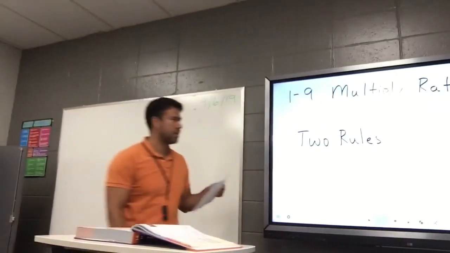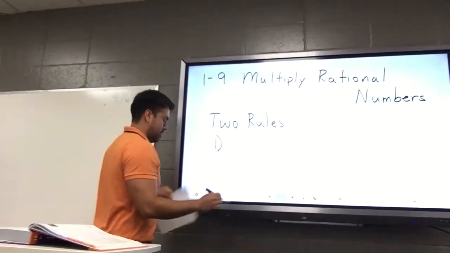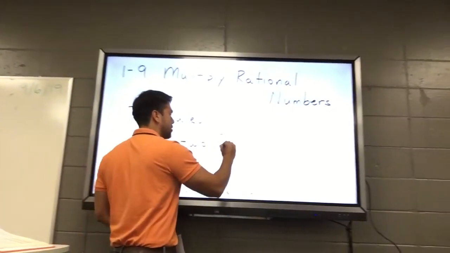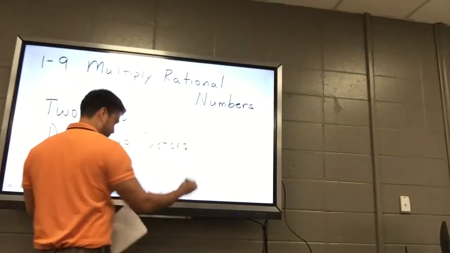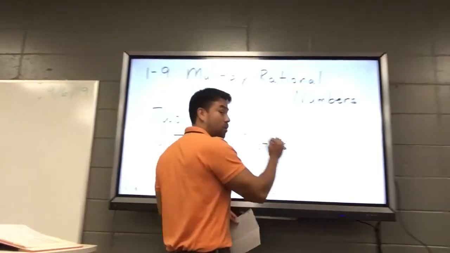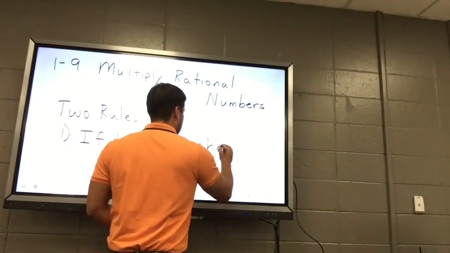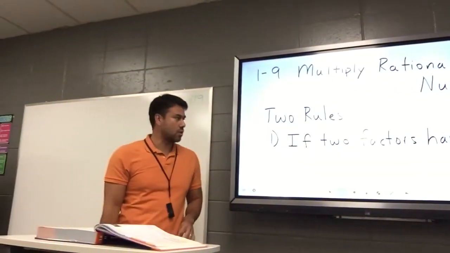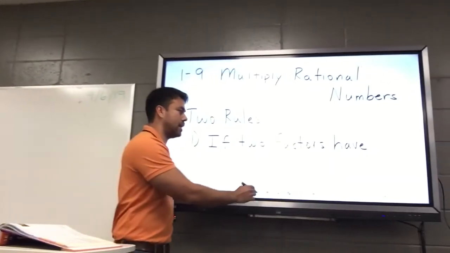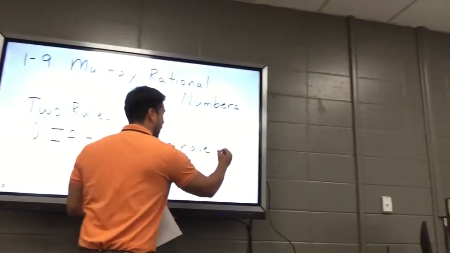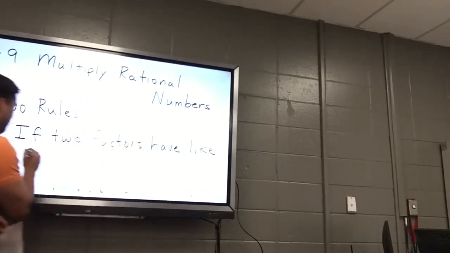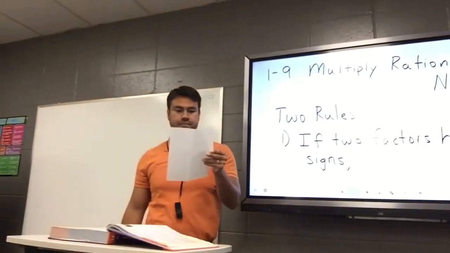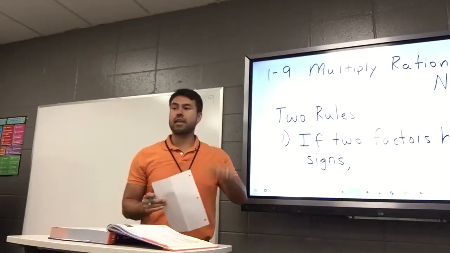The first rule, I'm going to write it down, is if two factors. Okay, what do I mean by factors? What's that word factors mean? Someone just call it out. Yes, Sam? Numbers that can be multiplied to make another number. Yeah, it's just a number that's being multiplied. That's a factor. So if two factors, or if two numbers are being multiplied, and they have like signs. What do I mean by like signs? Yes, Marshall? They're both either negative or positive. Okay, they're both either negative or they're both positive.